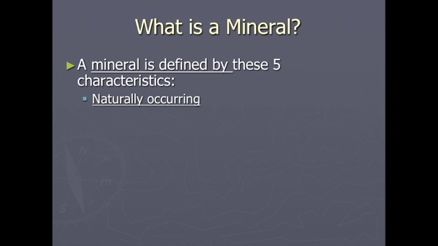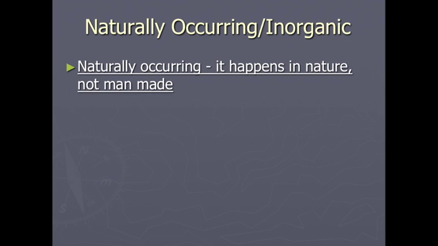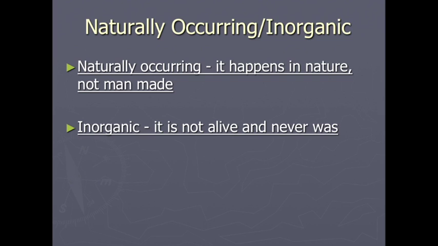So a mineral is defined by 5 characteristics. It's naturally occurring, it's inorganic, it's solid, it has a crystal structure, and a definite composition. Minerals that are naturally occurring means that it happens in nature, so they're not man-made, so it's something that you can find on this planet. If it's inorganic, it means it's not alive and it never was. So for example, salt is a mineral, whereas coal and sugar are not because they're carbon-based, which means that they came from once living things.